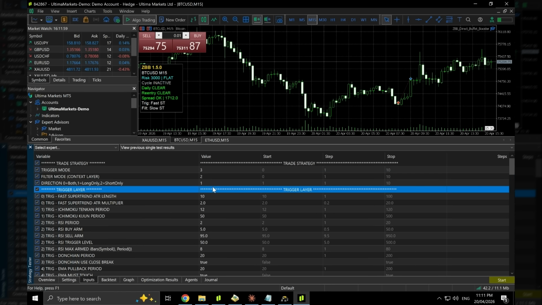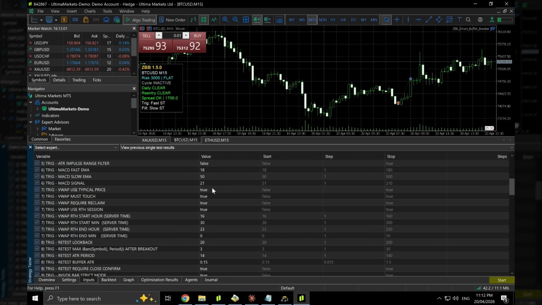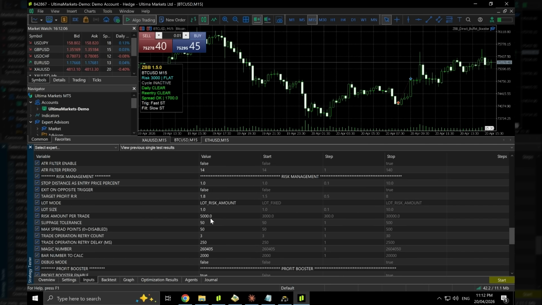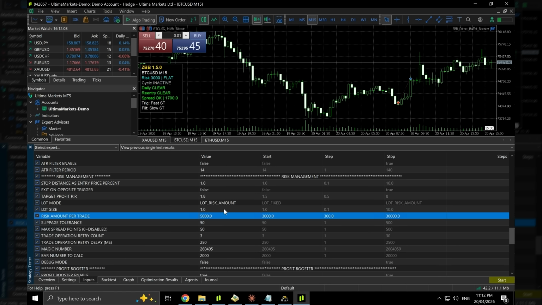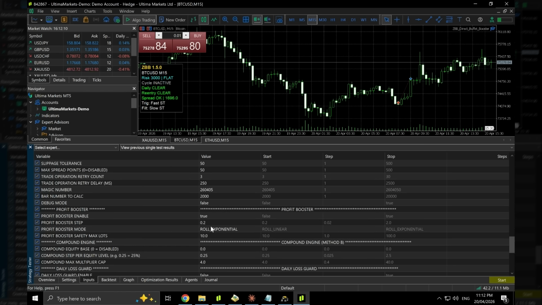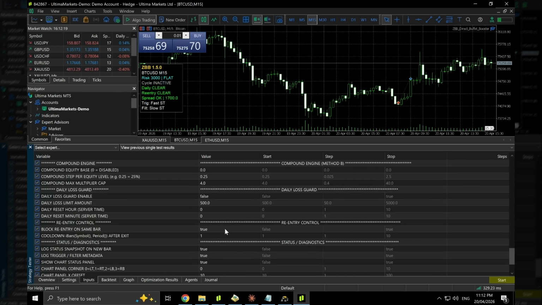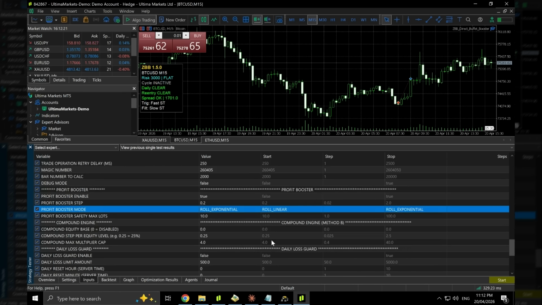The backtest period is set from January 2024 to April 2026, and the initial deposit is $100,000. For modeling quality, we are using every tick, which provides the most accurate simulation for strategy testing. Next, we restore the parameter set from past 25, including the trigger configuration and filter layer selected during optimization.